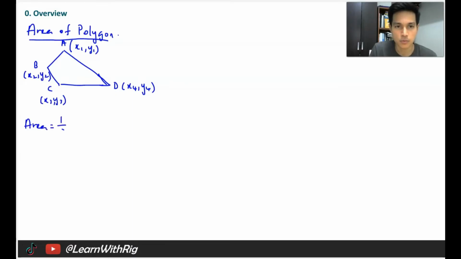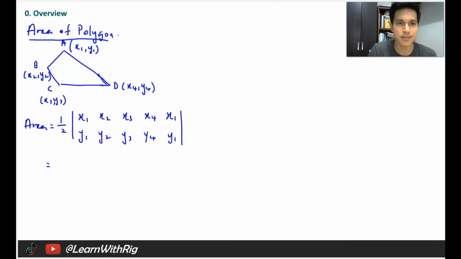You're going to write 1 over 2 modulus, and then you're going to write down all of the coordinates. So let's say you put x1, y1 first, and then you put x2, y2, x3, y3, x4, y4. You're going to put all of the coordinates of the vertices for this polygon, and then at the last part you have to repeat whatever you wrote at the first part here. Since I put x1, y1, I'm going to put here x1, y1. So this is the formula.